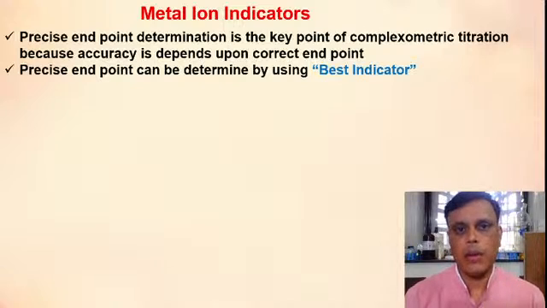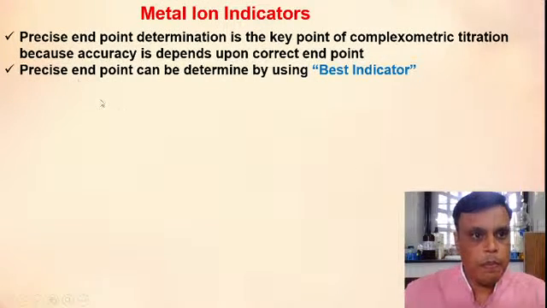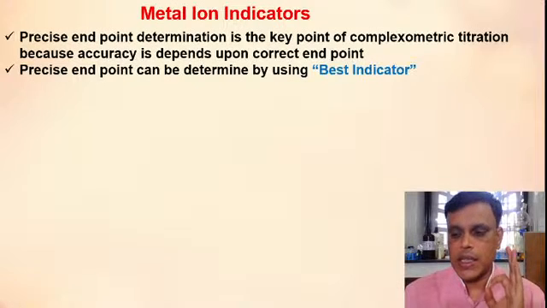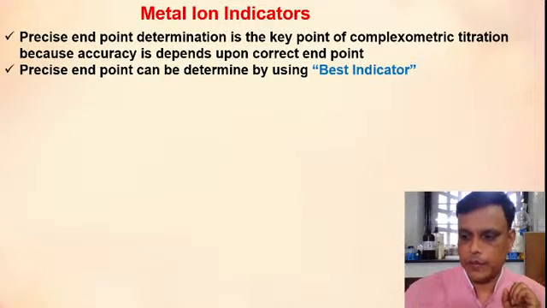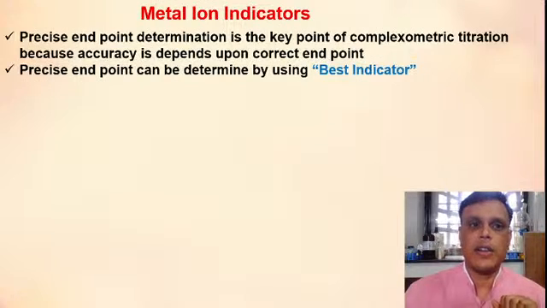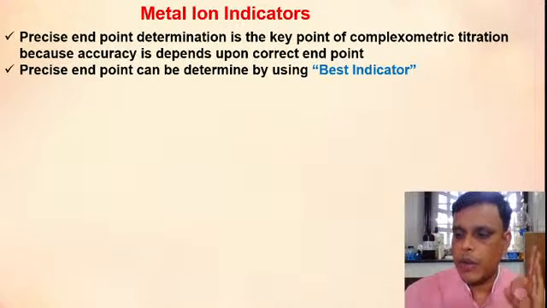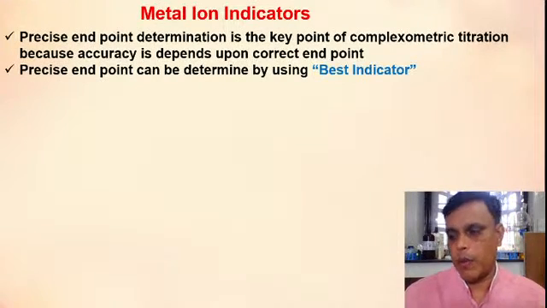क्या है, कौन सा इंडिकेटर कब यूज करना है, ये बहुत ही मायने रखता है in case of complexometric titration. So precise end point determination is a key point of the complexometric titration. क्या करना है? To determine precise or accurate end point of any titration, not only complexometric titration, but for complexometric titration ये बहुत ही इंपॉर्टेंट रहता है कि precise or accurate determination of endpoint is the key factor of complexometric titration.